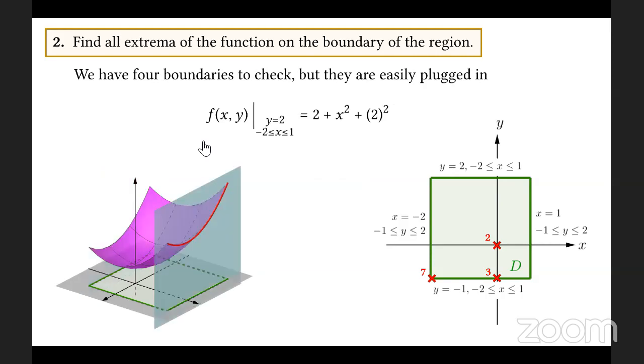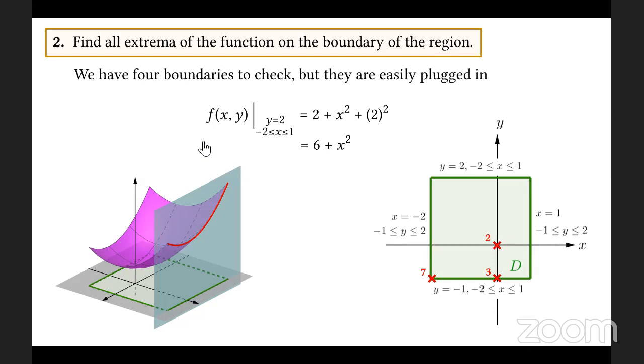Okay, let's do another one. If we take y equal to 2, now we're on the upper part of the square. With y equals 2, we get 6 plus x squared. And 6 plus x squared, requiring that x is between -2 and 1, achieves its largest value when x equals -2, right? 6 plus x squared. Here, I'll draw that out on the chalkboard.